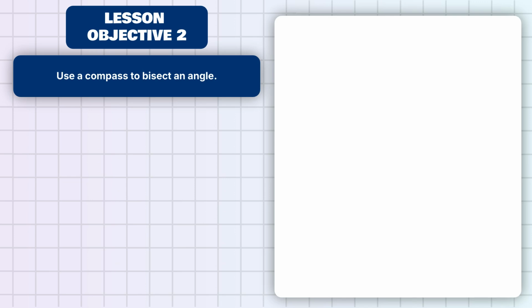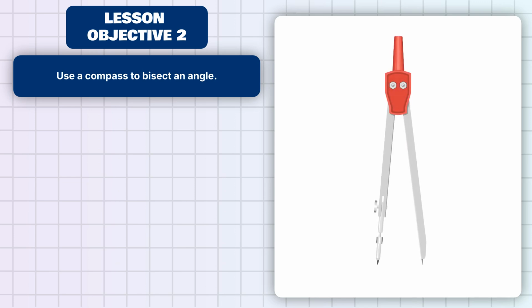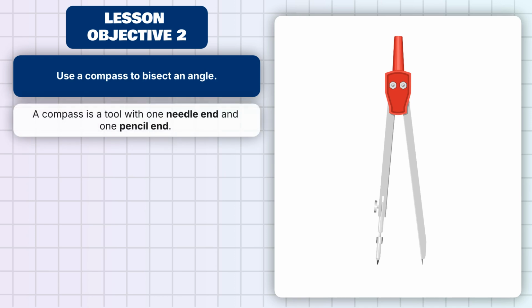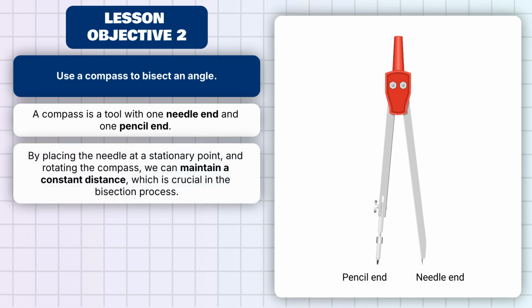But how do we make sure these two parts are perfectly equal? This is where our handy tool, the compass, comes into play. A compass is a tool with two ends. One has a needle end, and the other side has a pencil. By placing the needle at a stationary point and rotating the compass, we can maintain a constant distance, which is crucial in the bisection process.